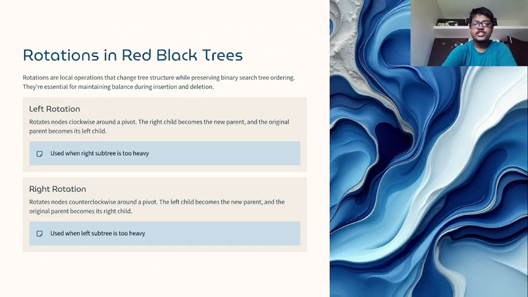Next, we move on to rotation in red-black trees. To maintain balance, red-black trees use operations called rotations. Rotations change the structure of the tree without changing the order of the elements. There are 2 main types of rotation. The first is the left rotation, where a node moves down to the left and its right child becomes the new parent, and the second is the right rotation, where a node moves down to the right and its left child becomes the new parent. These rotations help redistribute nodes and maintain the tree's balance.